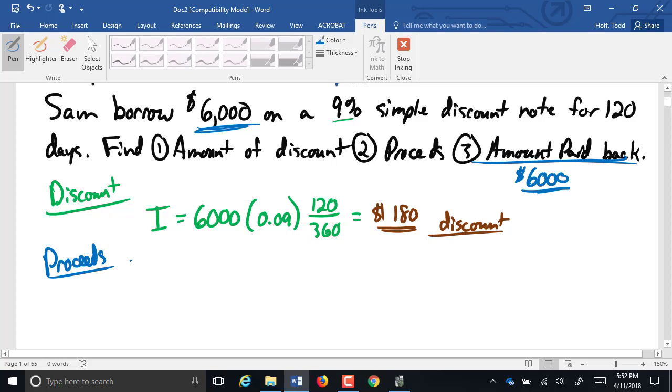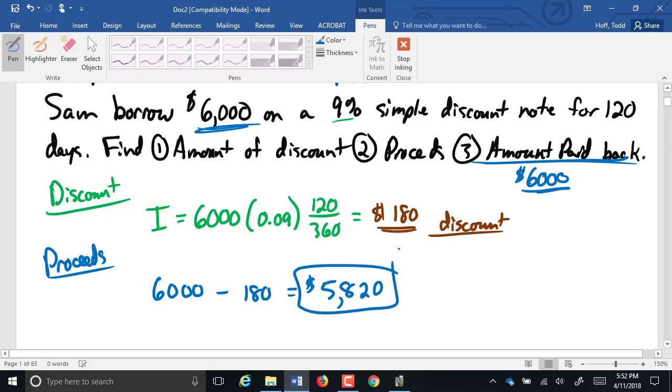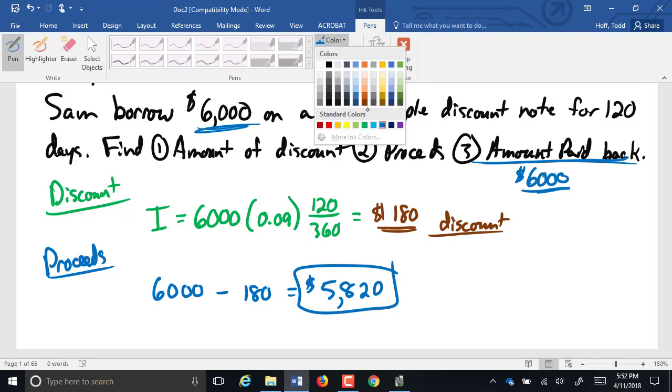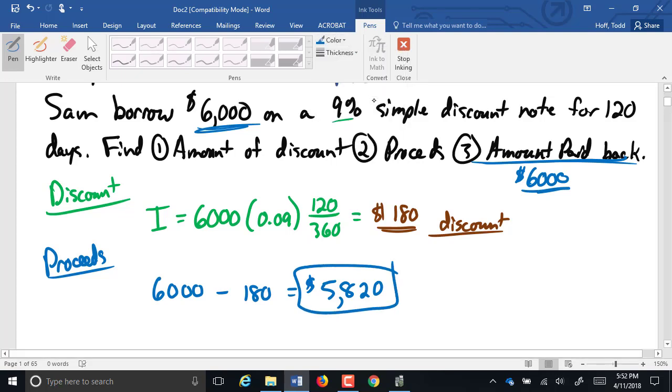So our proceeds are found by taking that face value of $6,000 minus that discount of 180, which gives us $5,820. That's the amount Sam actually receives.